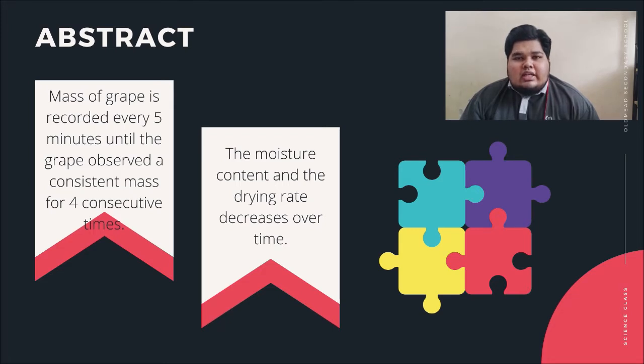The moisture content and the drying rate decrease over time. The objectives are successfully obtained. Therefore, the experiment is successfully done.